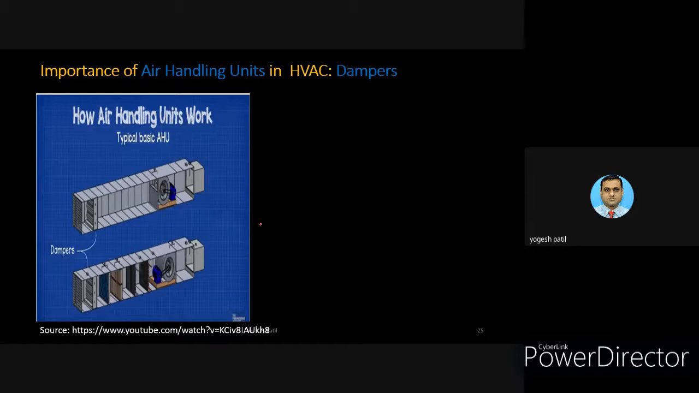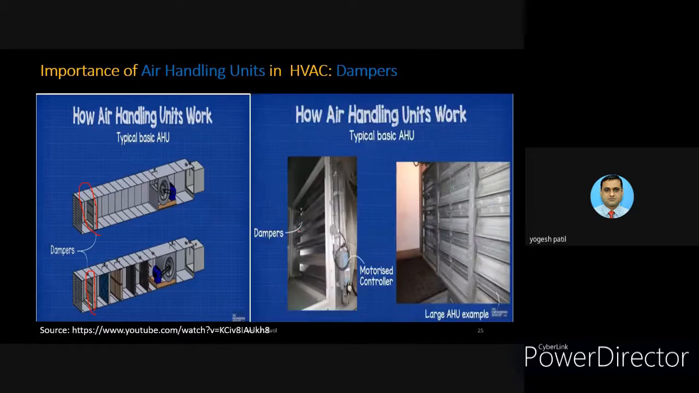After grills there are dampers. You can see the second part of this AHU in the basic AHU system is a damper. Dampers can control the flow with the help of a motorized controller. You can see the actual picture on this side, where the motorized controller is installed. Obviously this is an important part, the second part.